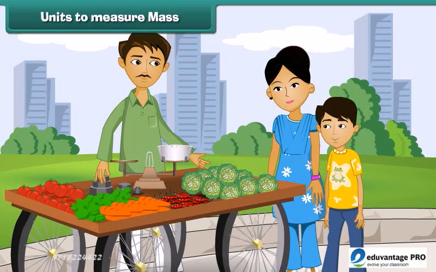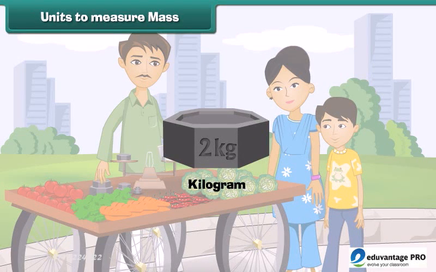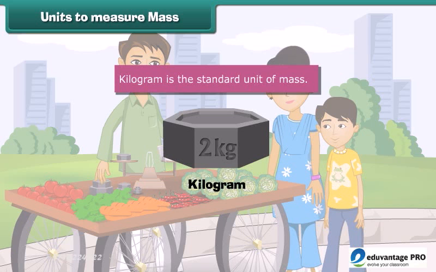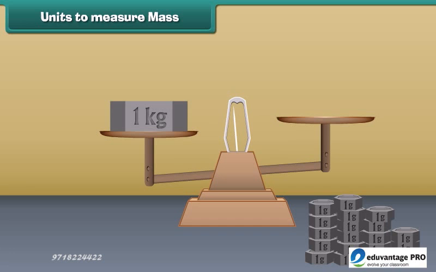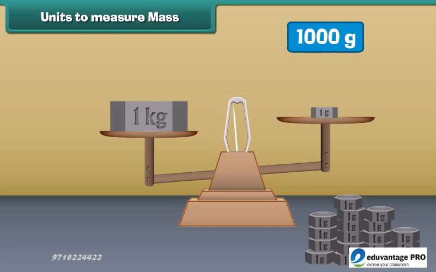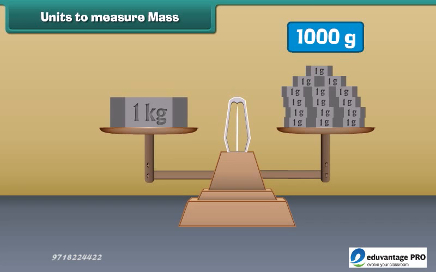You might have gone along with your mother for buying vegetables. You must have heard your mother asking for 1 kilogram cabbage, 5 kilograms potatoes, 100 grams green chili, etc. from the vegetable seller. Kilograms and grams are the two units used for measuring mass of substances, among which kilogram is the standard unit of mass. If 1 kilogram is divided into 1000 parts, then one part is called a gram. This means 1 kilogram is equal to 1000 grams.